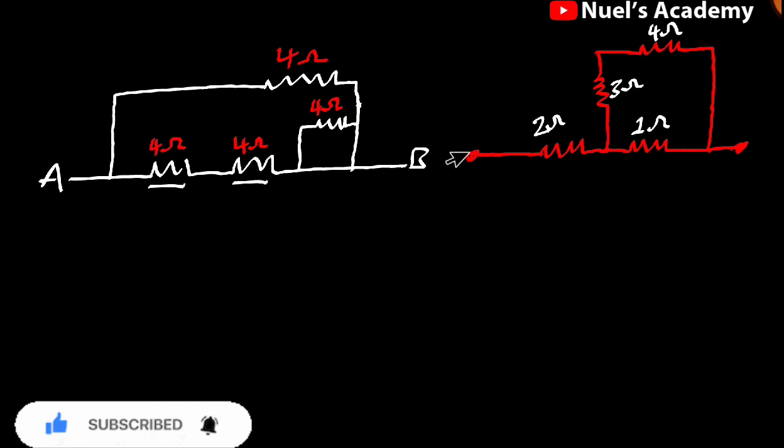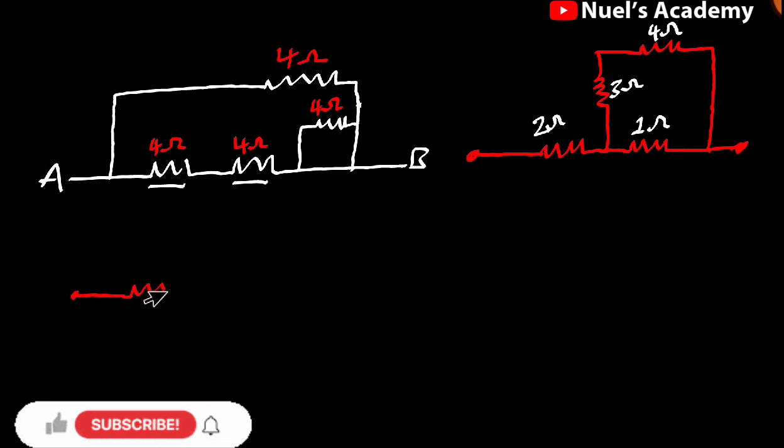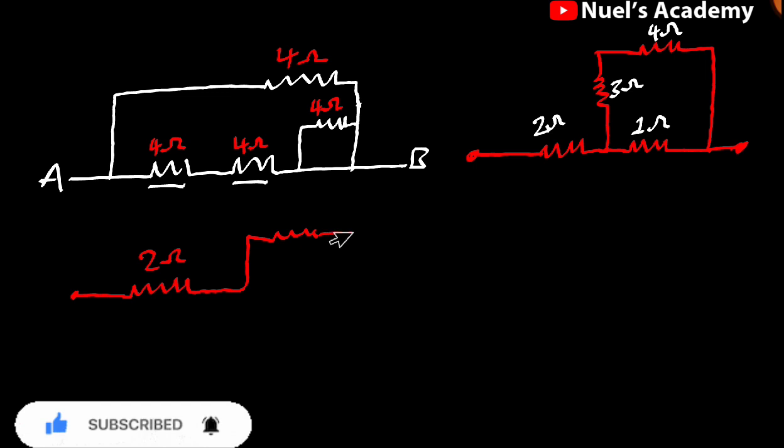Now let's focus on this. Okay, this is 2 ohms here. Let's focus on this part. Now as you can see, this 4 ohm resistor and 3 ohm resistor are connected in series. So if I redraw this diagram, I'm going to have something like this. So this is 2 ohms, and because they are connected in series, it can be drawn this way so that you see it clearly.